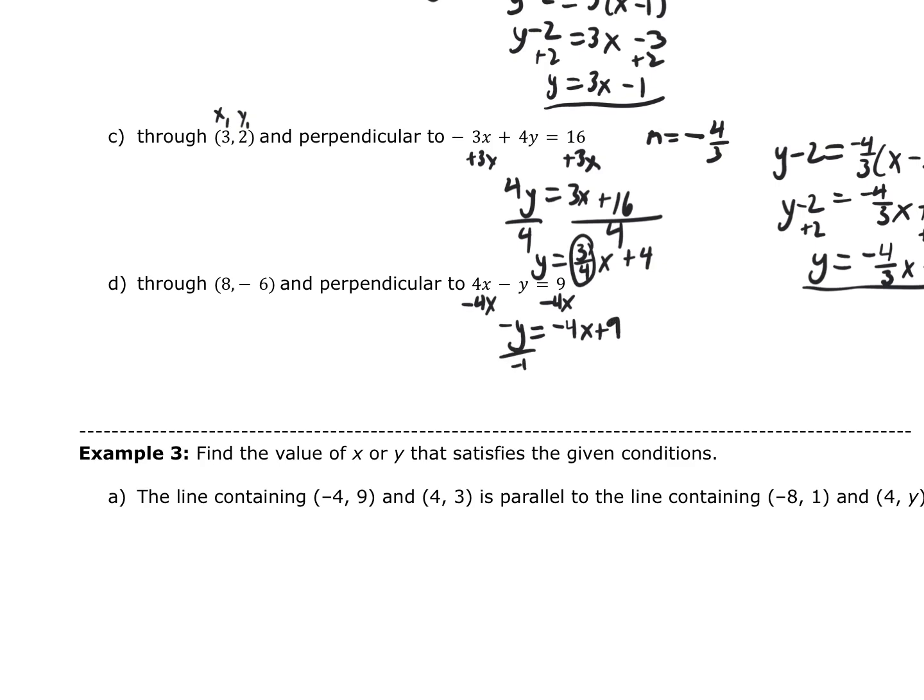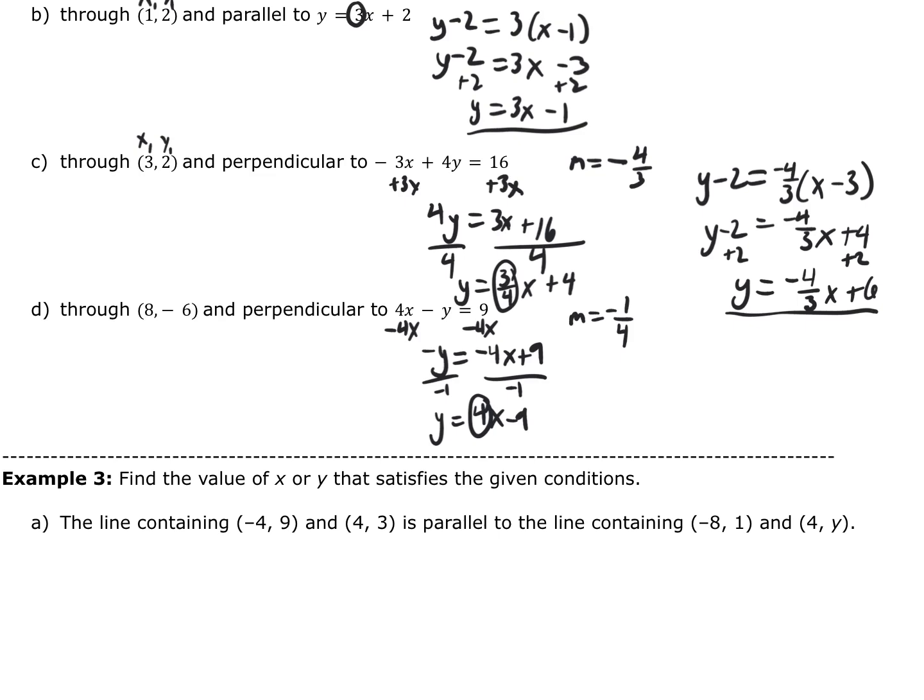Divide both sides by negative 1. So y equals 4x minus 9. So that's my original slope of 4. Now my opposite reciprocal slope then would be negative because it was positive. And we flip the top to bottom, so instead of 4/1, it's 1/4. And now I take that point of 8, negative 6, plug that in.